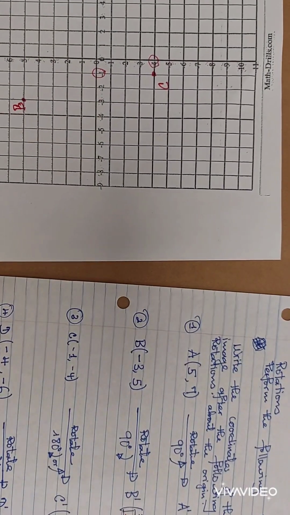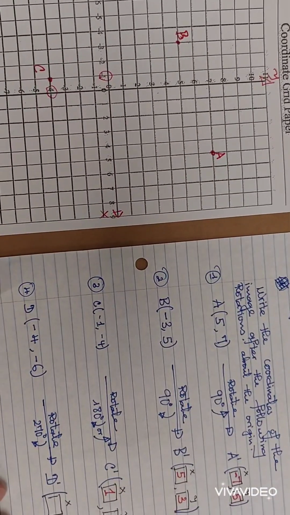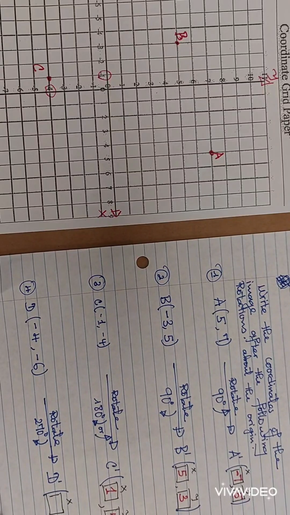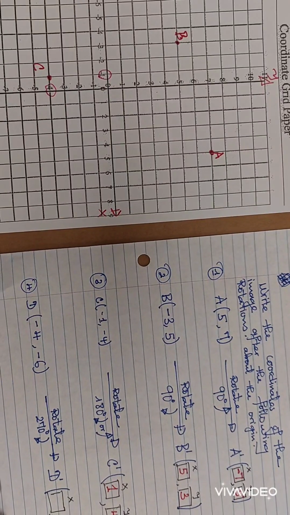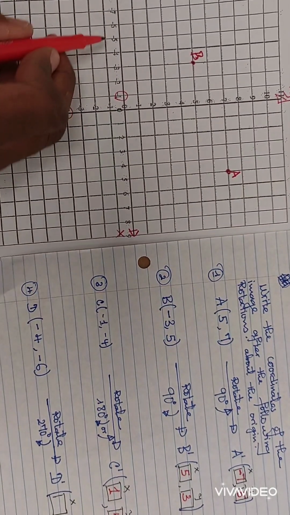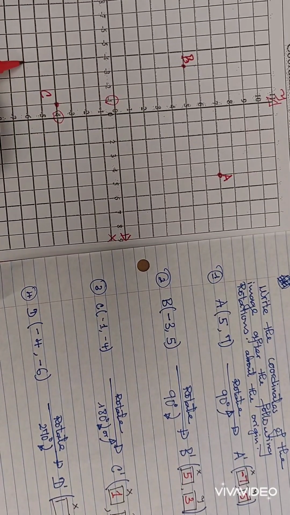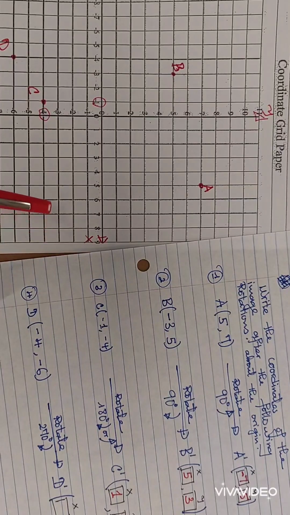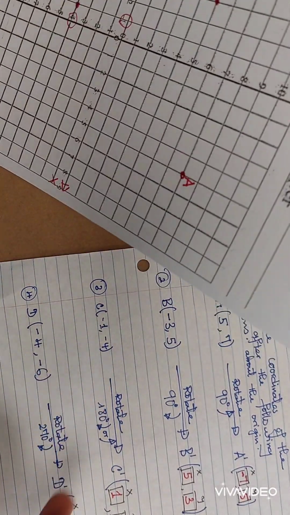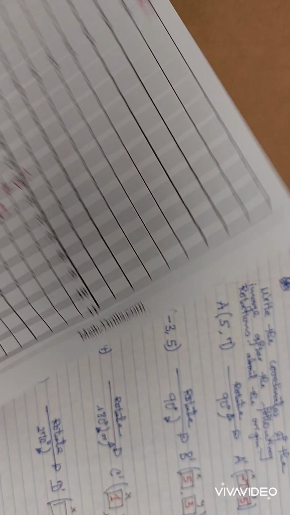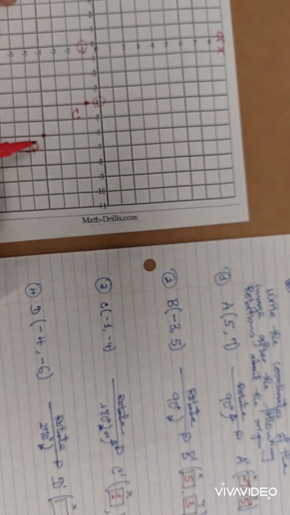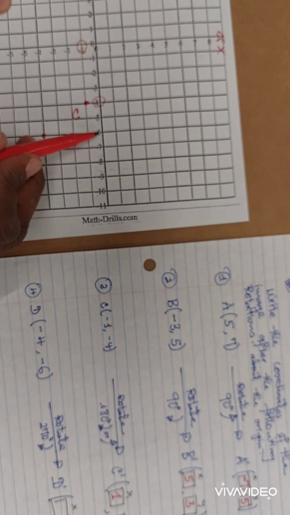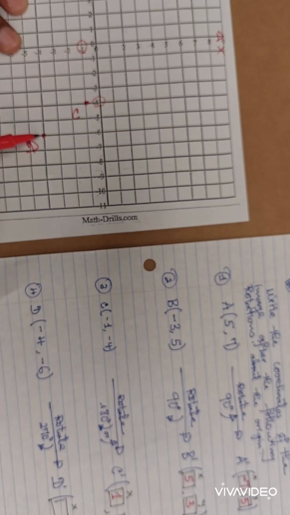And then the last one is the point D with coordinates -4, -6. So I plot the point D, -4, -6 down here, and then we rotate 270 degrees clockwise. And then D is right here. That will be x coordinate 6 and y coordinate -4.